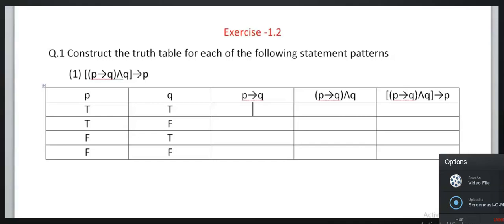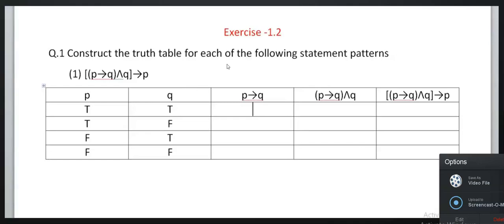Hello student, in this video we will see exercise 1.2 from M1, that is logic. We will see here the statement pattern, construct the table, and whatever the result, we will get a tautology, a contradiction, or an equivalence. Or the logical statements will be equivalent or not, that we have to prove. It's a very simple exercise. Now we'll start the first example.